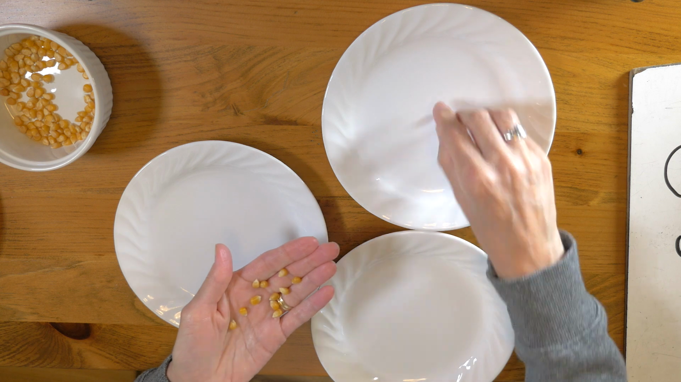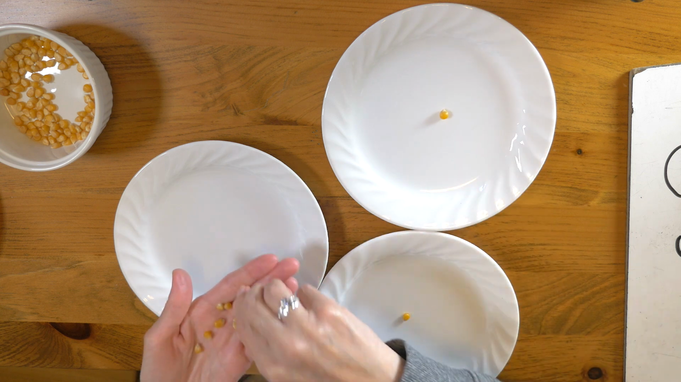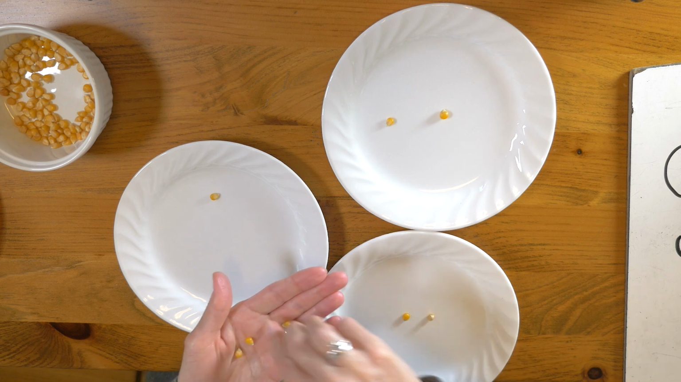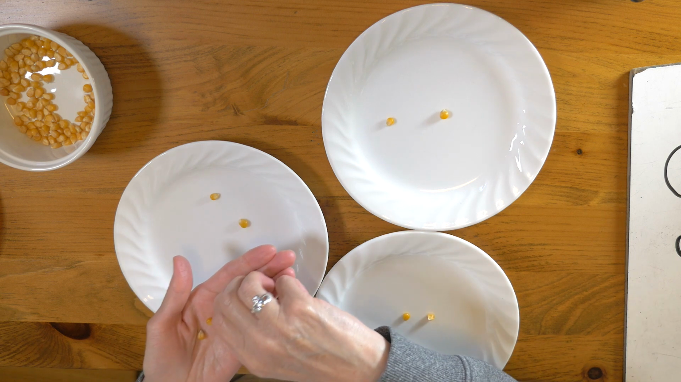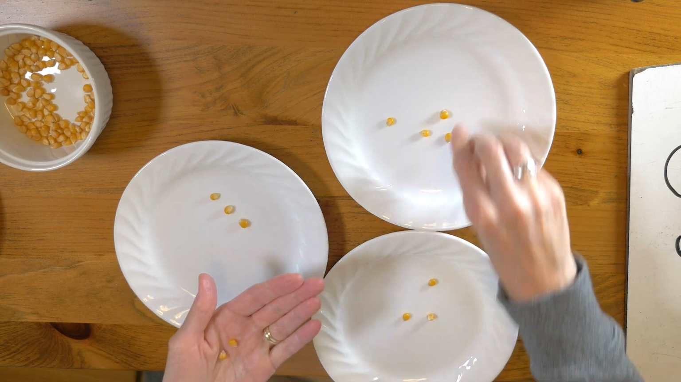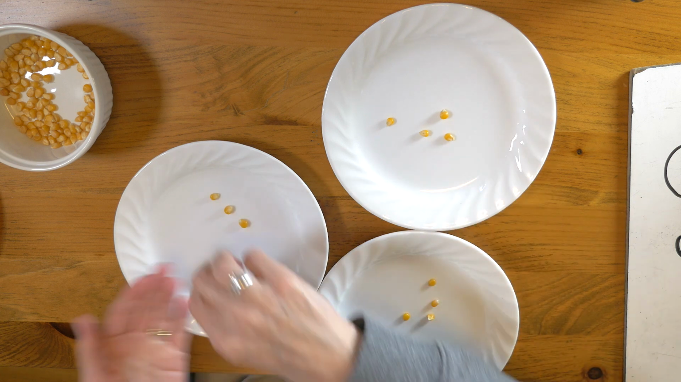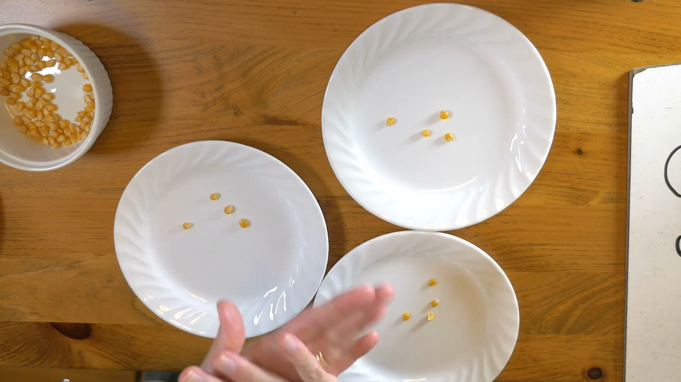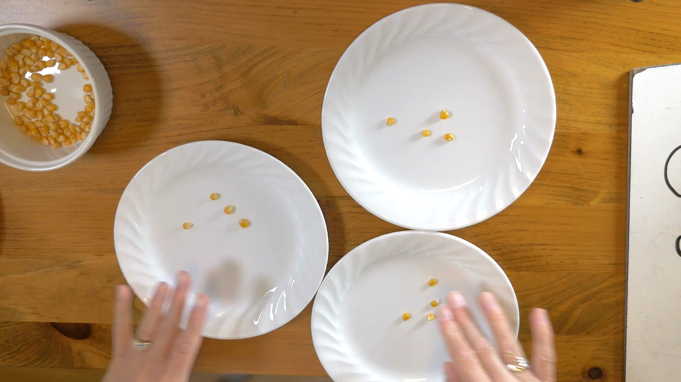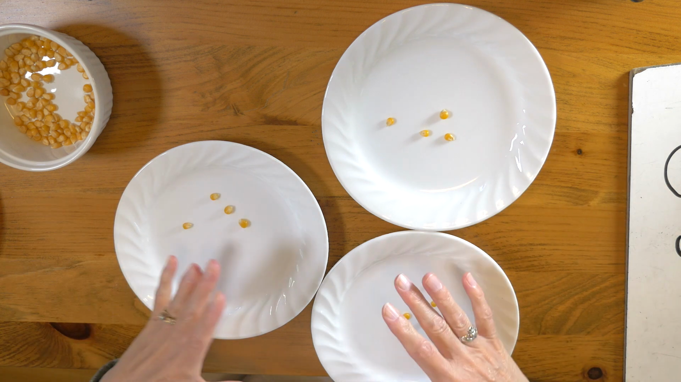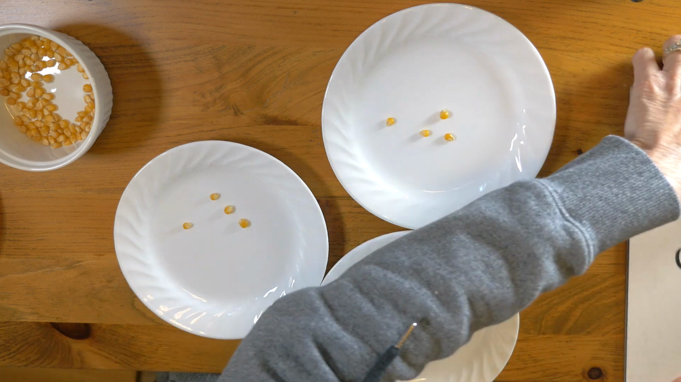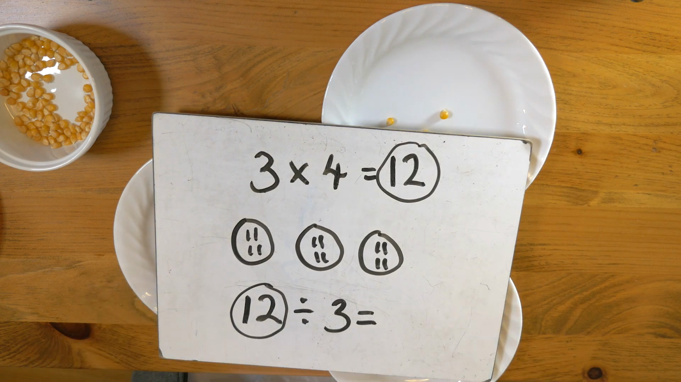So I do it one at a time and I make sure, and I just keep doing this until all of my popcorn kernels are evenly distributed. So there you go. I've divided 12 popcorn kernels into 3 groups, and in each group there are 4. So my answer would be 4.